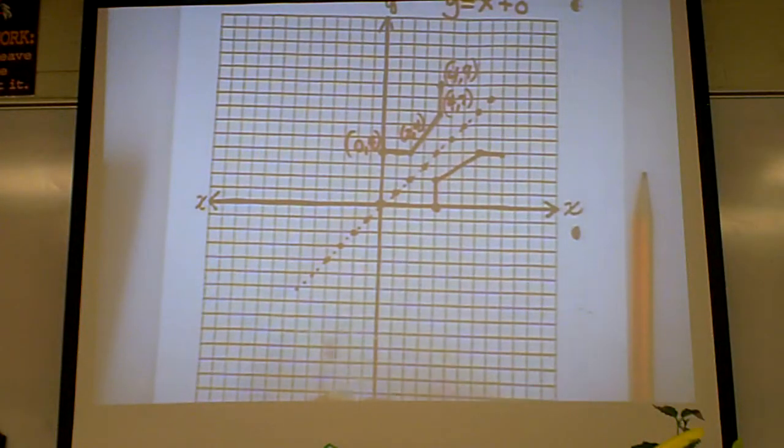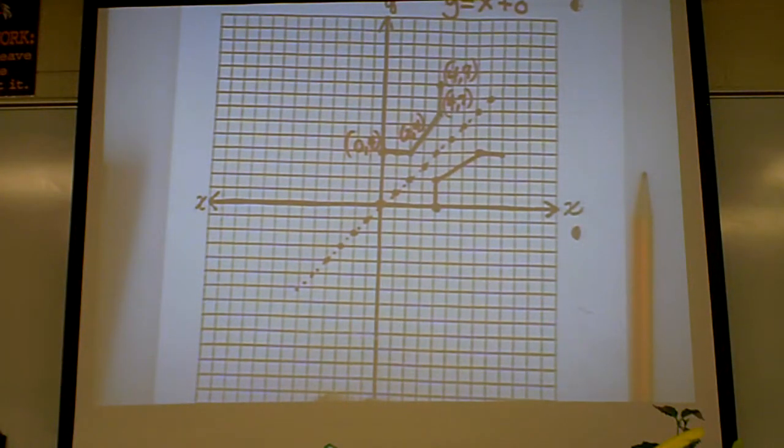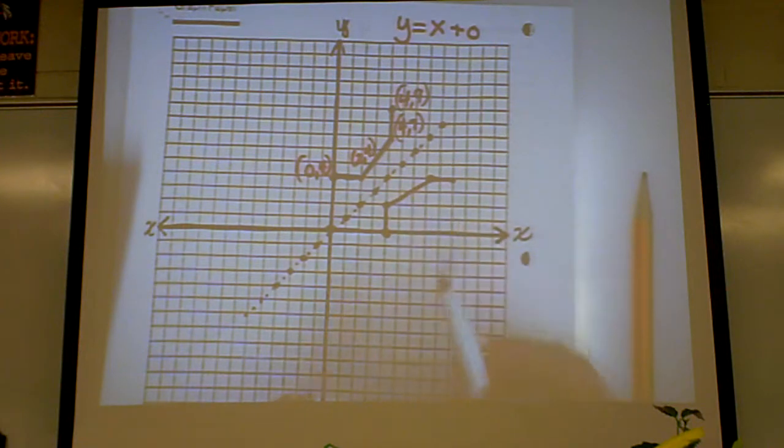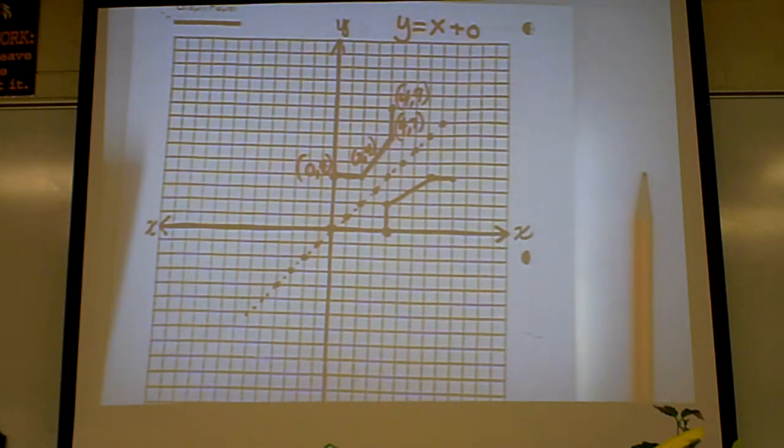So how do you reflect something over the line y equals x? What you do is you take your x values and you make them your y values, and then you take your y values and you make them your x values. This has another name. It's called the inverse. This has a special name. So the inverse is when you switch x and y around.